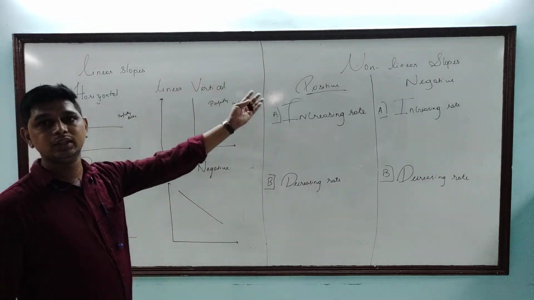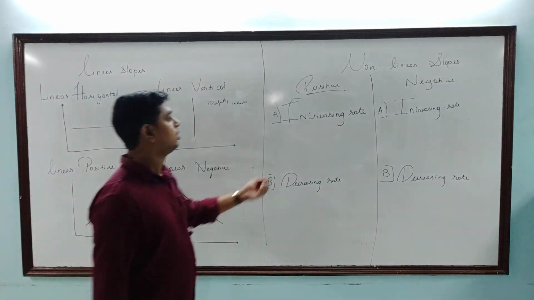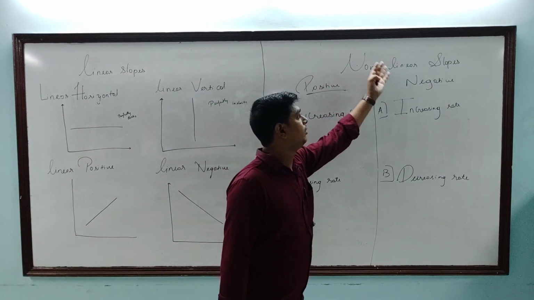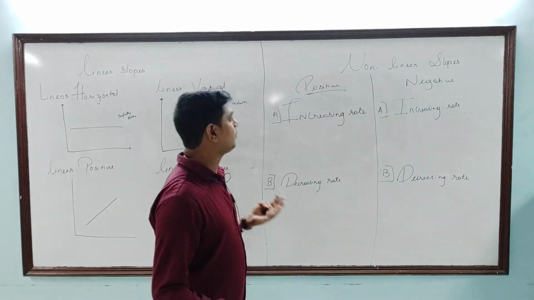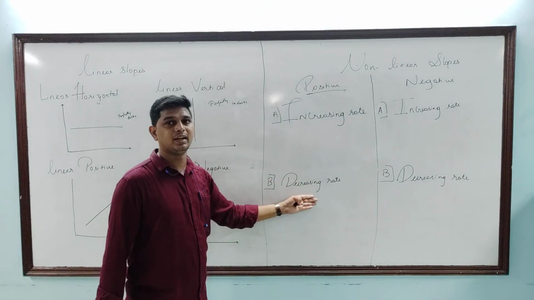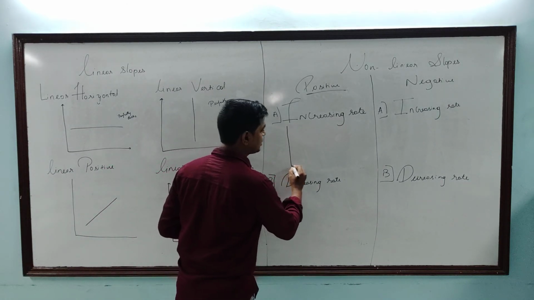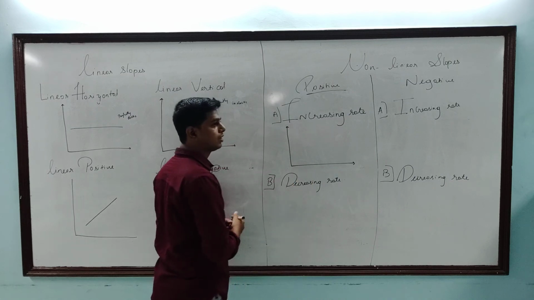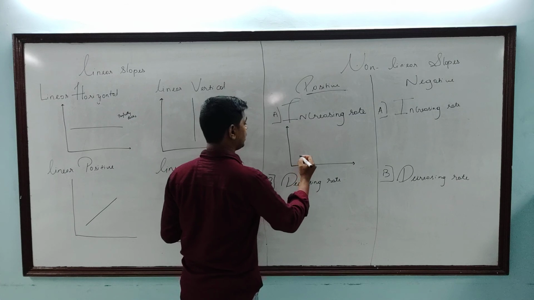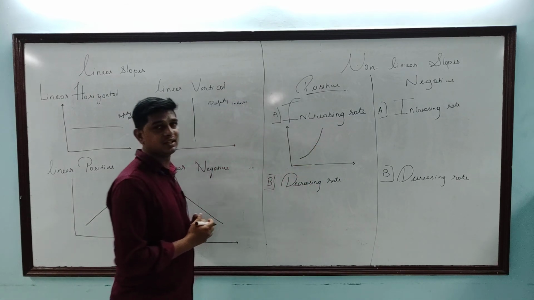When we talk about non-linear slopes, which are on our left hand side, we talk about two different kinds here: a positive non-linear slope and a negative non-linear slope. Under positive non-linear slope, we have increasing rate and decreasing rate. When we talk about a positive slope, if we have y-axis and x-axis, this tends to increase, but the rate of change is positive as well. So we call it an increasing rate.